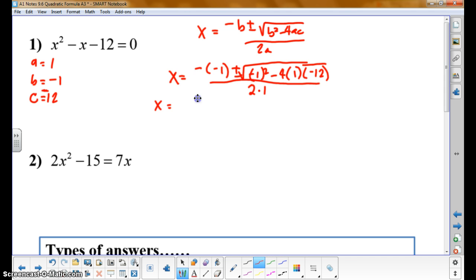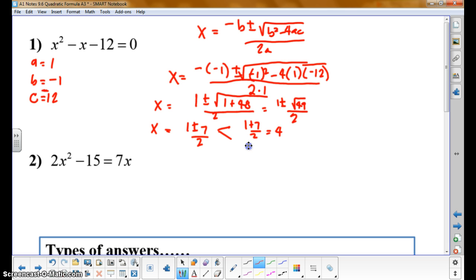So x is equal to, a negative of a negative 1 is positive 1, plus or minus the square root of negative 1 squared, which is a positive 1, plus negative 4 times 1 times negative 12, which is 48. That's over 2. We can simplify this by saying 1 plus or minus the square root of 49, over 2. You know what the square root of 49 is. So that's 1 plus or minus 7 over 2. Now this plus or minus is going to cause us to do two different solutions. That'll be 1 plus 7 over 2, which is 4, and 1 minus 7 over 2, which is negative 6 over 2, which is negative 3. So our solution set is negative 3 and 4.